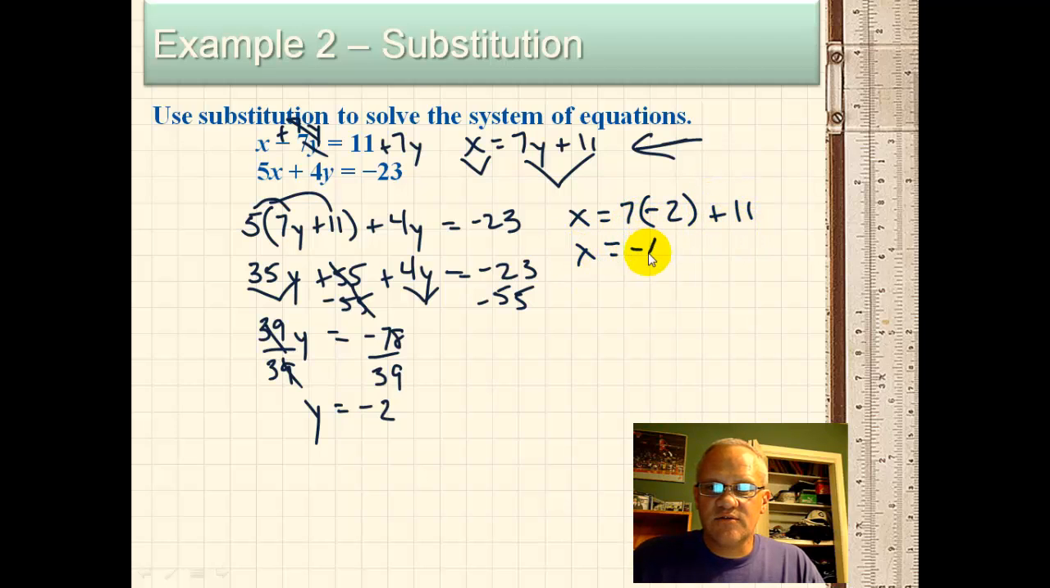So that means it's going to be a negative 14 plus 11. And so that's a negative 3. So x is a negative 3. So my solution is negative 3, negative 2.